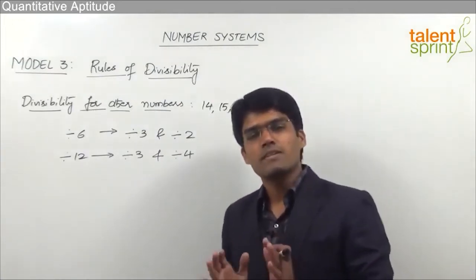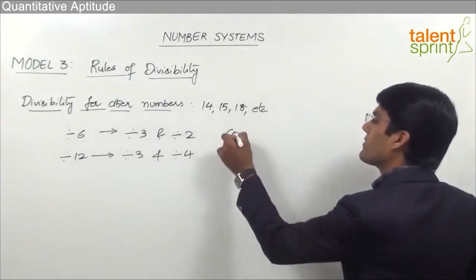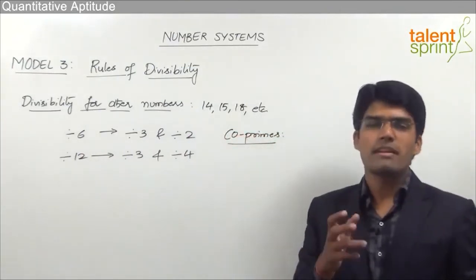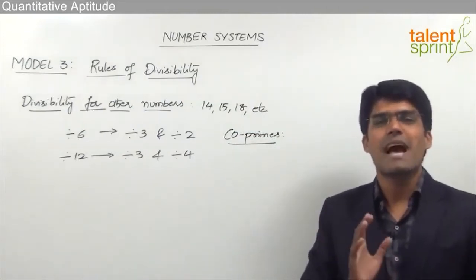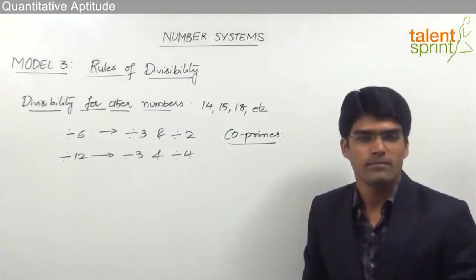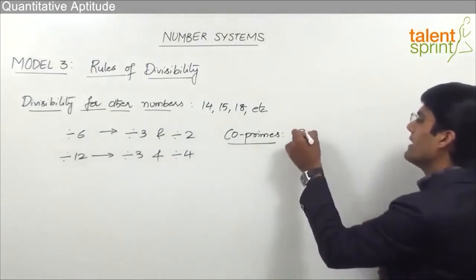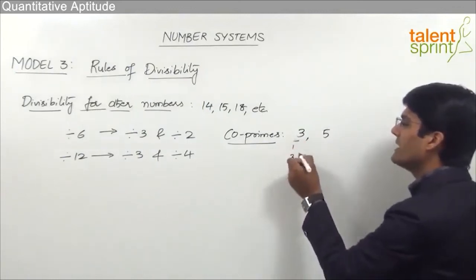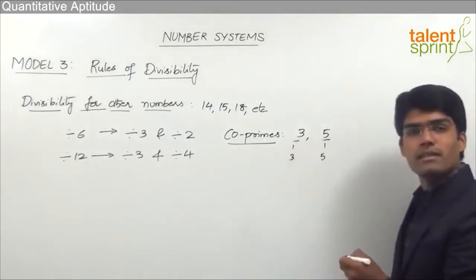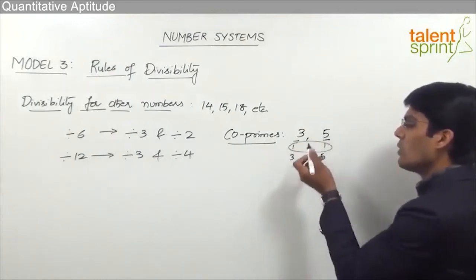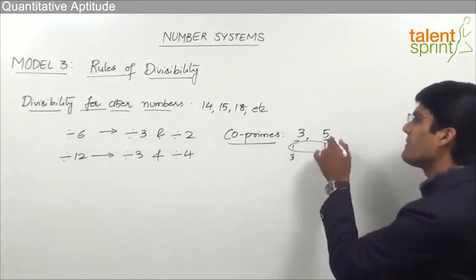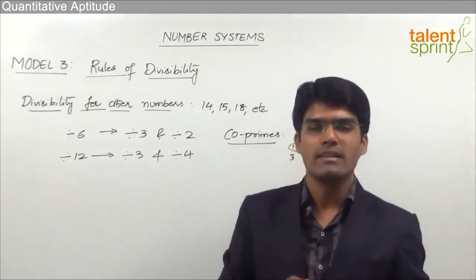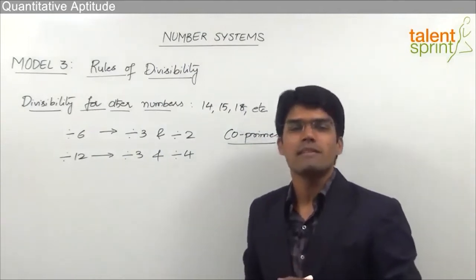Now, to understand this, first of all, we need to know what are coprimes. Coprimes or relative primes is a set of numbers where the highest common factor is equal to 1. For example, 5 and 3 or 3 and 5 can be taken as coprimes. Why? Because factors of 3 are 1 and 3. Factors of 5 are 1 and 5. Now here the highest common factor, or the only common factor, is 1. So 3 and 5 are coprimes. So numbers where the highest common factor is equal to 1 are considered to be coprimes or relative primes.